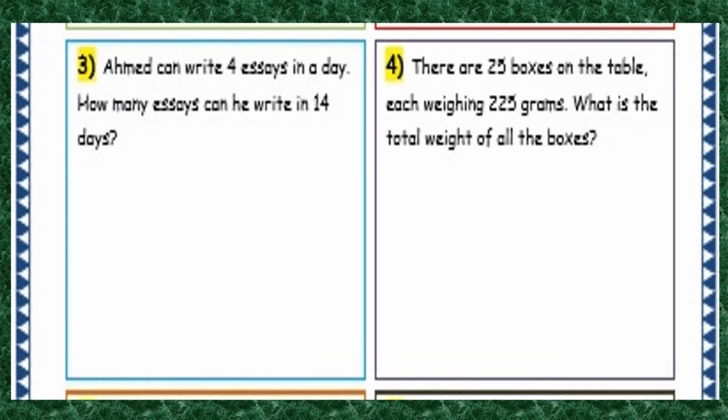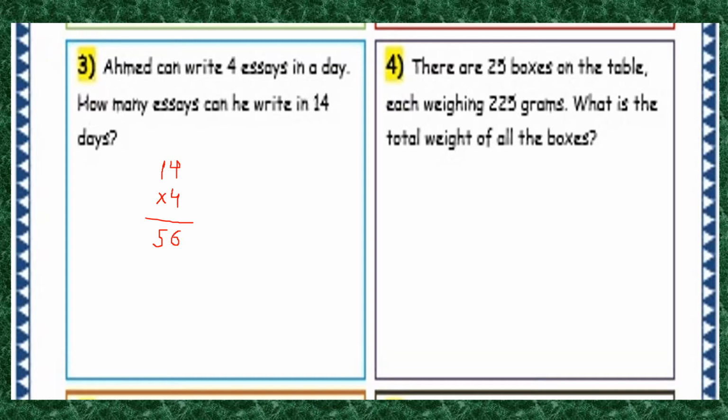Now children, see the third question. Ahmed can write 4 essays in a day. How many essays can he write in 14 days? Now children, you have to tell in 14 days Ahmed wrote how many essays, and one day he is writing 4 essays. So 14 4s are, you will multiply in this way, or you can write directly also. 14 4s are 56, but for that you should know the table also, children.